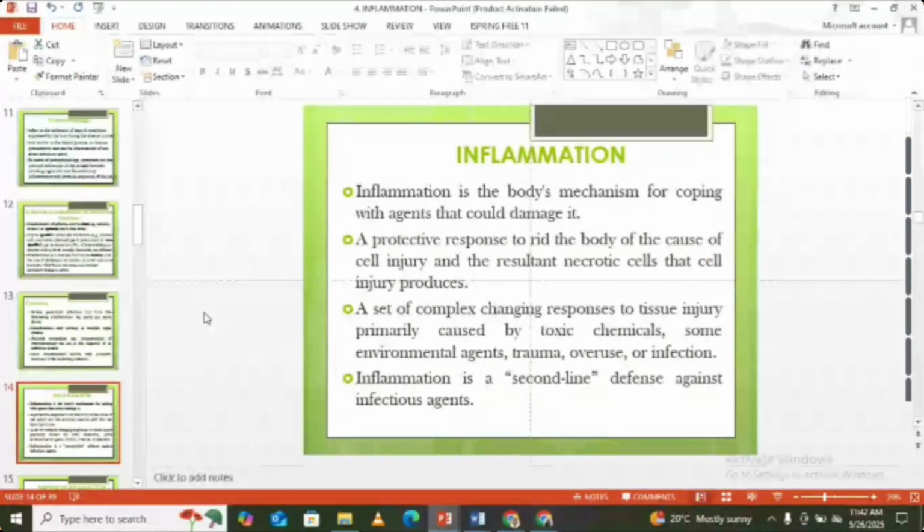Coming back to inflammation, because that's what we were talking about. It has been defined for us as the response of the body's immune system to harmful stimuli that have been introduced. So it's a coping mechanism for the body, or a protective response, just trying to get rid of the causes of cell injury and what can easily result in necrotic cells of the body.